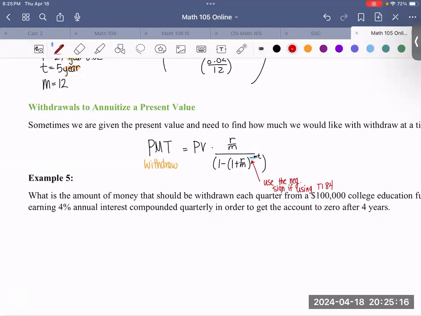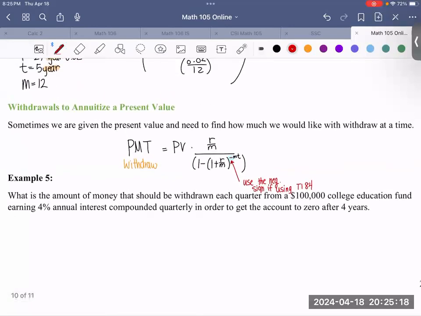All right. So again, see if you can pause the video and try it out yourself. It says, what is the amount of money that should be withdrawn? So we don't know with your withdrawals at each quarter from a $100,000 college education fund, earning 4% annual interest compounded quarterly in order to get the account to zero after 4 years. So they're telling us how much we have right now, and we want to know how much can I take out?